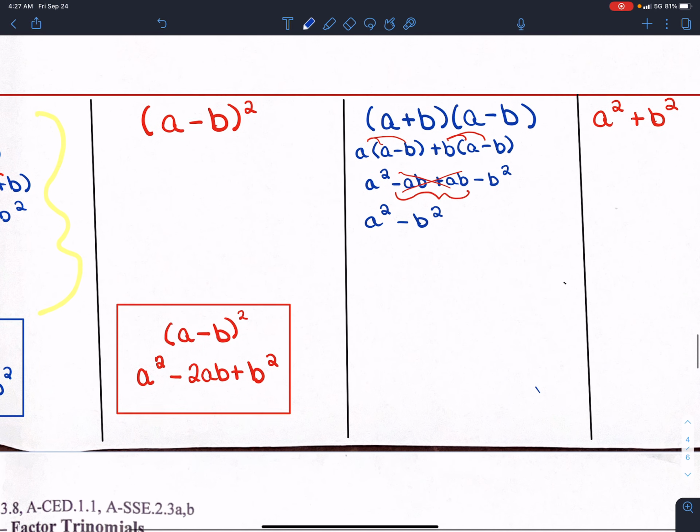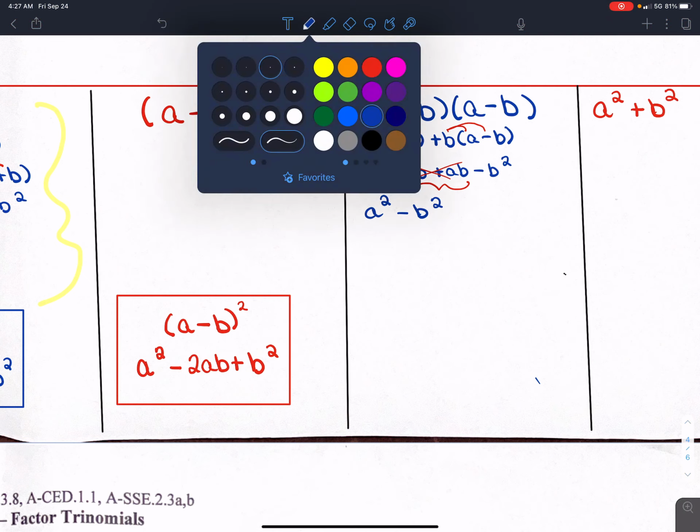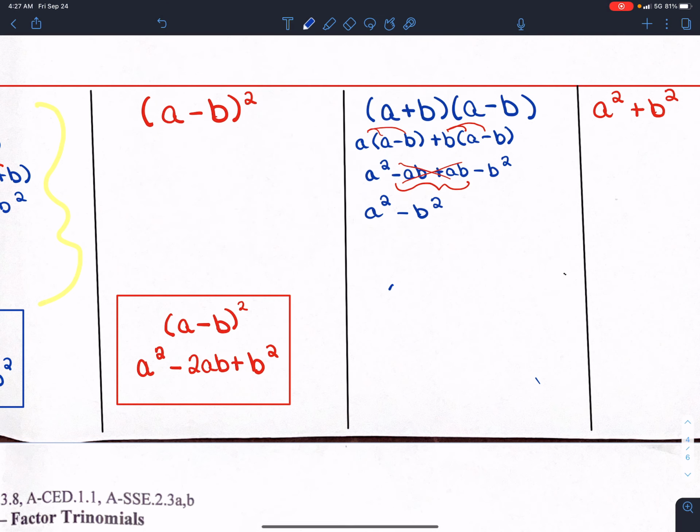So the shortcut on this one is if they give us the exact same values, and one is being added and one is being subtracted. So if we've got a minus b or a plus b and the same values are being subtracted, then the shortcut here would be take the a value and square it, subtracted by the b value squared. Okay.